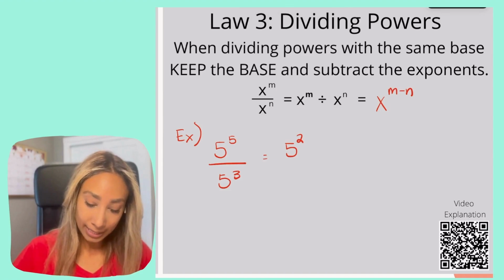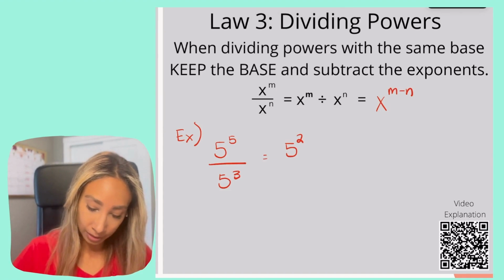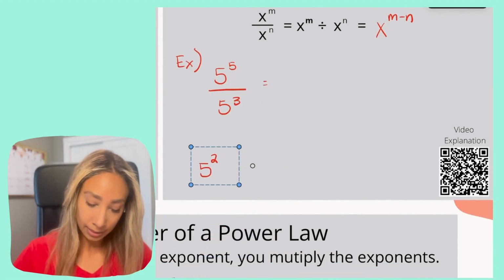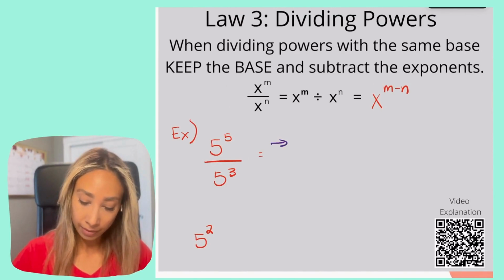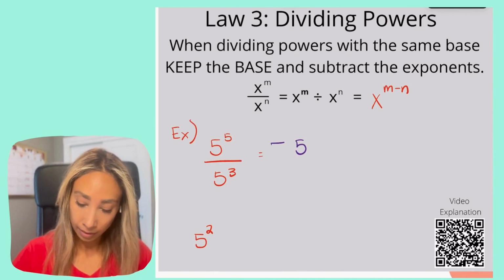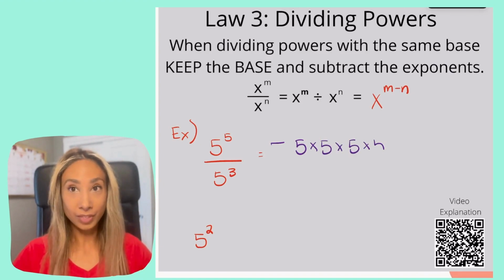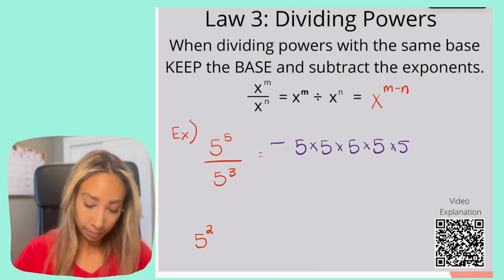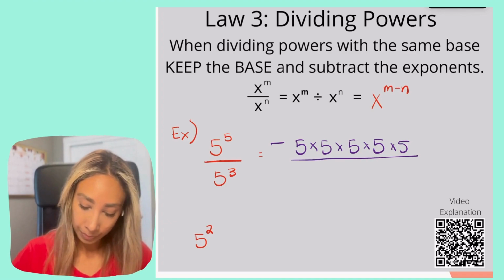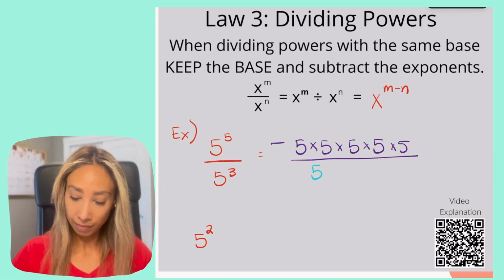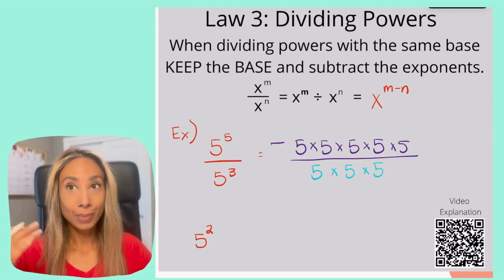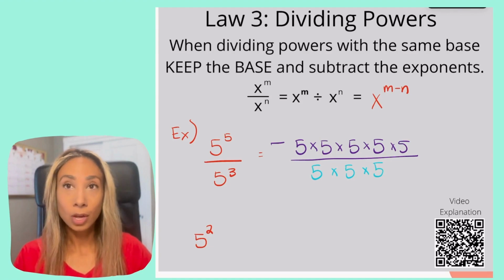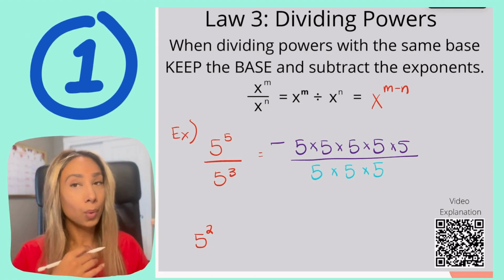Let's look at why this works. If I were to expand these, I'm going to move our answer down here. The top portion, the numerator, is going to be 5 times 5, so 5 to the power of 5. And then the bottom is going to be 5 times 5 times 5. So what happens here is you are basically dividing a number by itself a certain number of times.